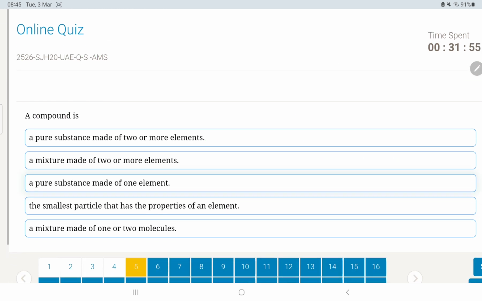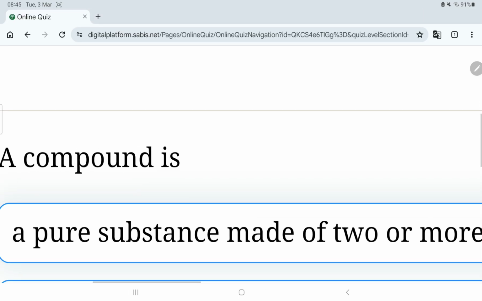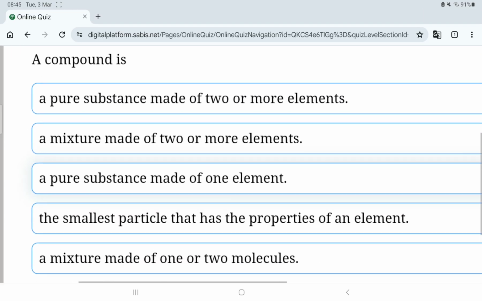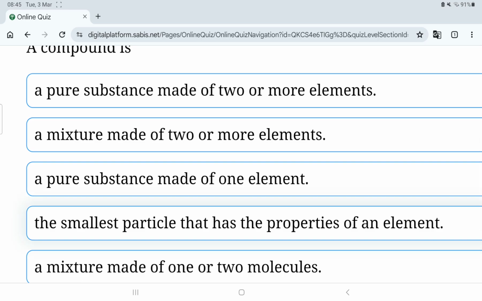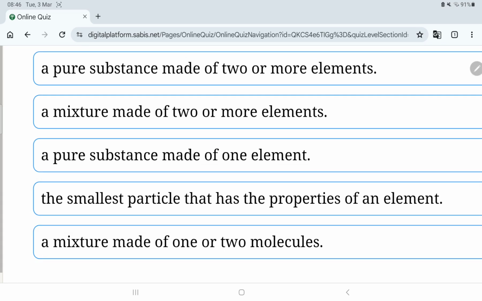So take a look at the meanings. What is a compound? We said a compound has 2 or more elements. Let's see first which one has 2 or more elements. First, we're going to cross this one because one element is wrong.